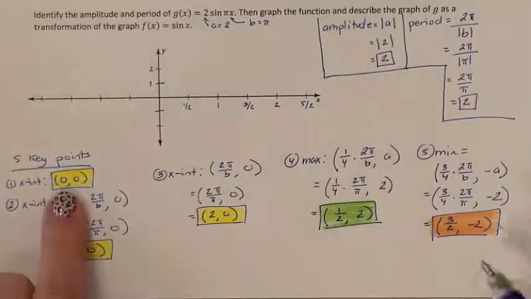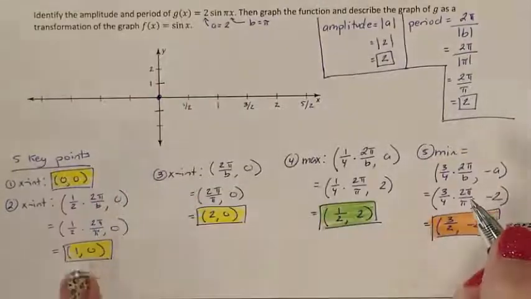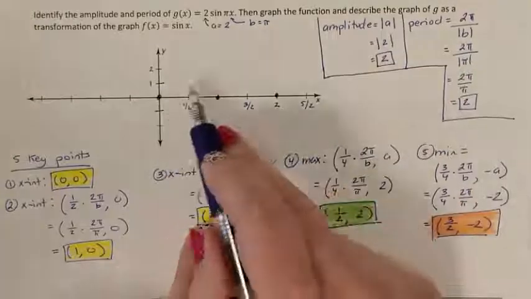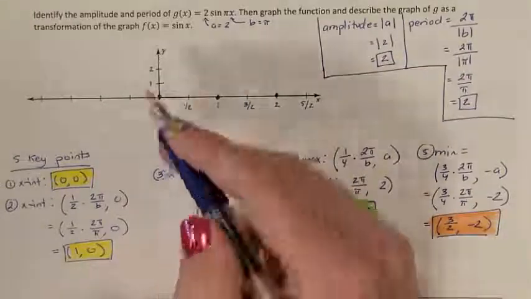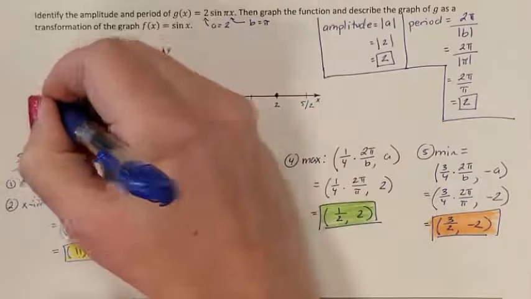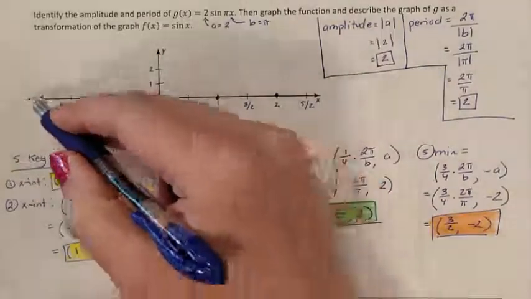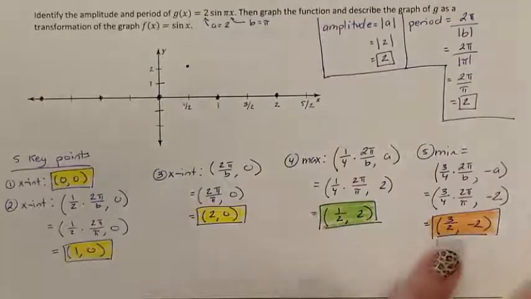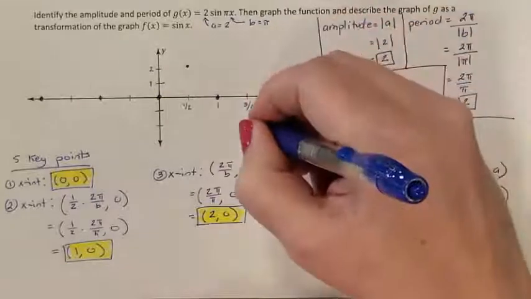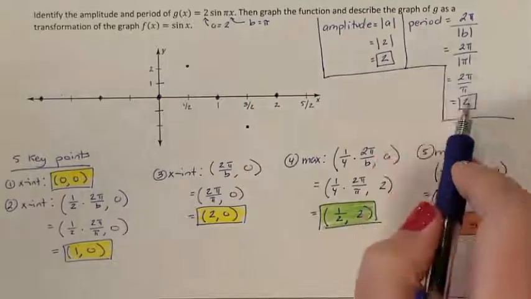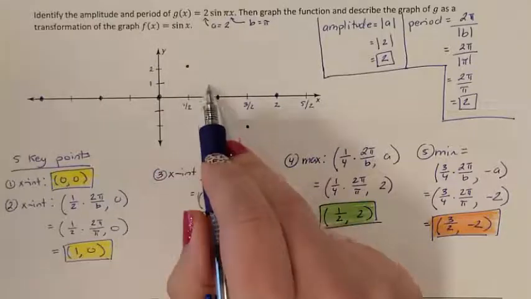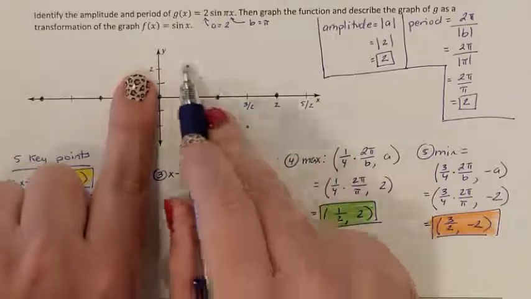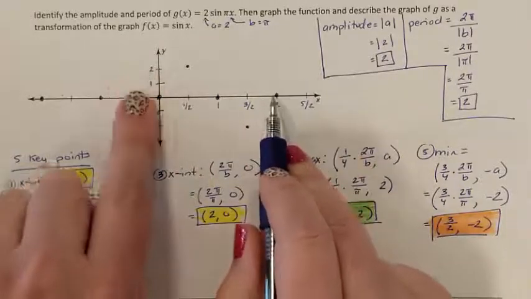Okay, x-intercept number 1, x-intercept number 2, x-intercept number 3. I see I'm at whole values, so I'm going to continue doing the whole values all the way down the x-axis. My max is at 1/2, 2. My min is at 3/2, negative 2. My period lasted a full 2, so I ended at 2. So from 0 to 2 is my period. This is the segment that repeats all the way up and down the line.